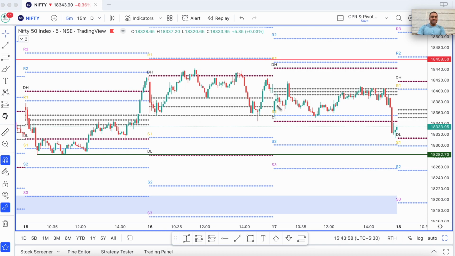So that is why I had said that there was no way I was going long today even if the CPR was broken. I had put it on Telegram very clearly today morning.